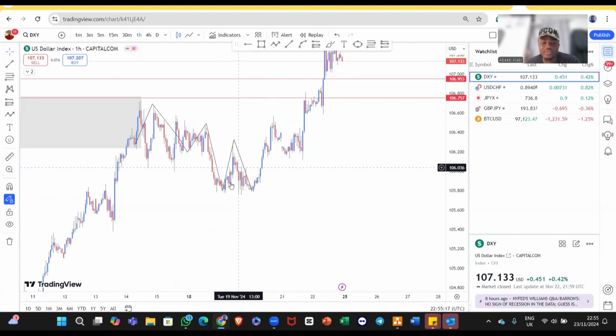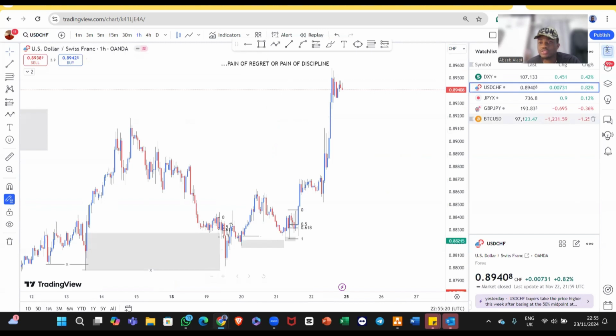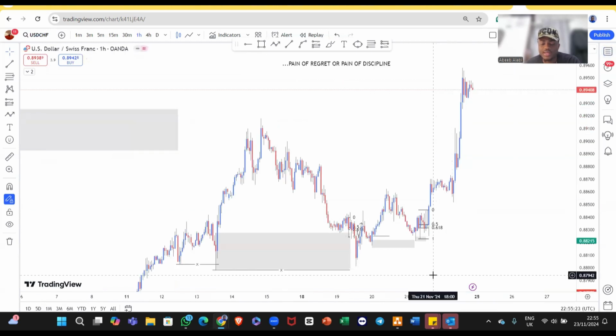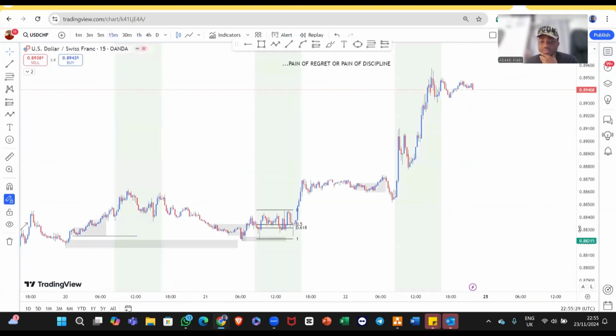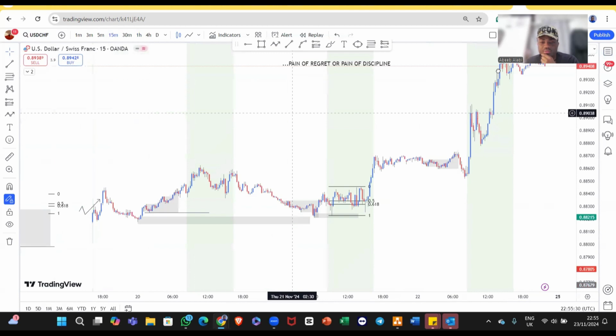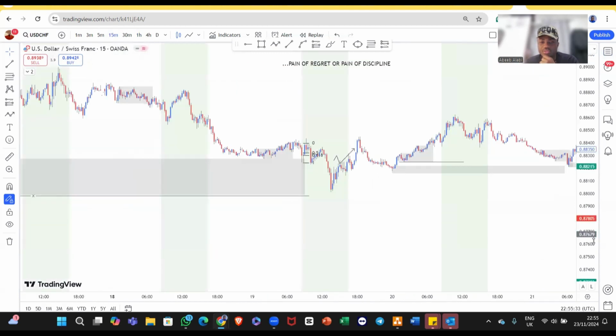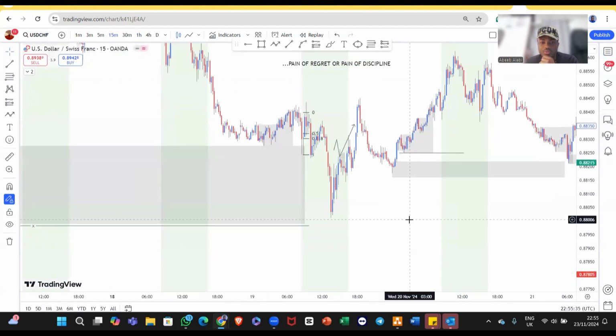On Tuesday, we had price around this area. On Tuesday was when I took a loss on USD CHF. I saw an entry, I saw a trade pattern. Okay, this was Tuesday.